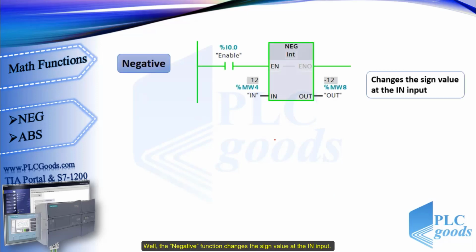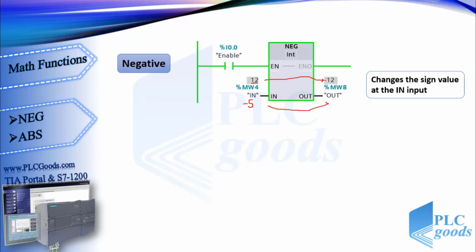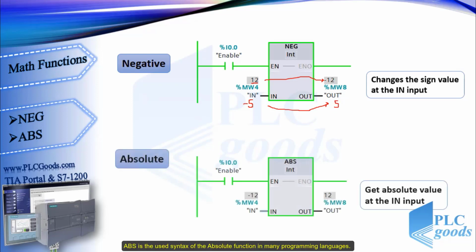Well, the negative function changes the sign value at the IN input. For example, if it is 12, this function will give us minus 12. Or if the input value is minus 5, it will send 5 to its output. ABS is the used syntax of the absolute function in many programming languages. This instruction gets the absolute value. For example, for the minus 12 or 12 values at IN input, we will have 12.